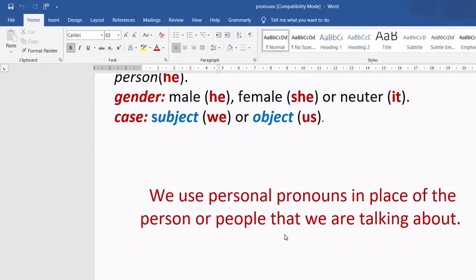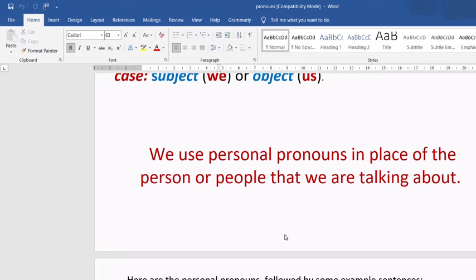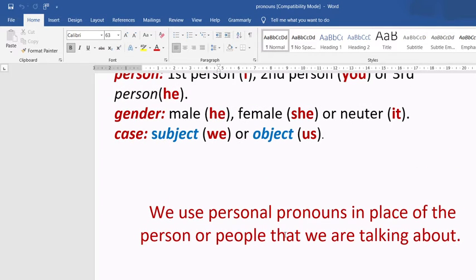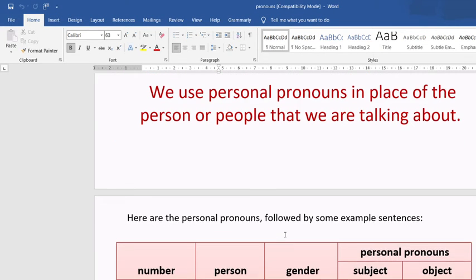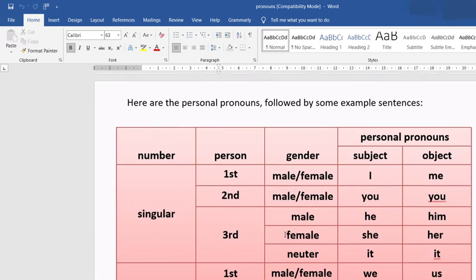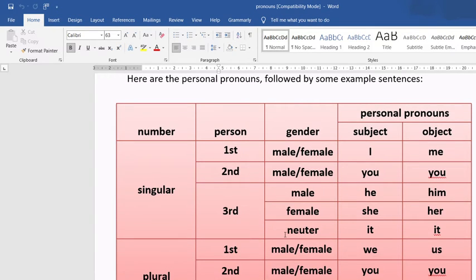Let's come to the next part. We use personal pronoun in place of the person or people that we are talking about. These personal pronouns, I told you, depend on the person and gender. And see, first person, male or female, in case we write I or me. Second, we write you, which is used to denote both singular and plural, subject and object. Third person, male, comes he as a subject and him as object.